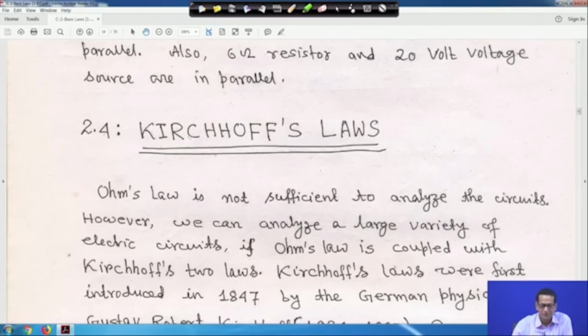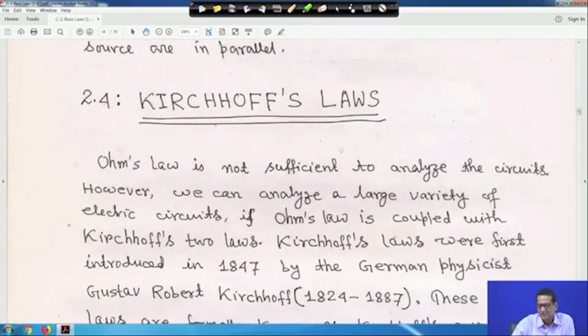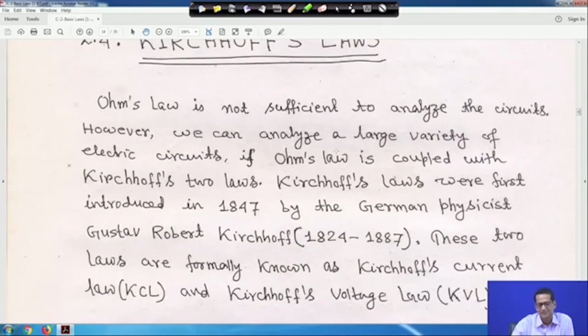So, anyway, Ohm's law. Now we will come to Kirchhoff's laws. There are 2 laws, first law and second law. Ohm's law is not sufficient to analyze the circuit. However, we can analyze a large variety of electric circuits if Ohm's law is coupled with Kirchhoff's 2 laws.